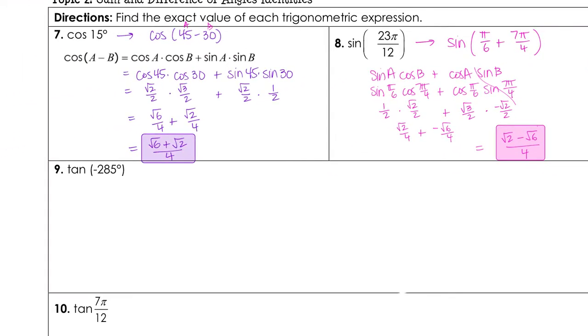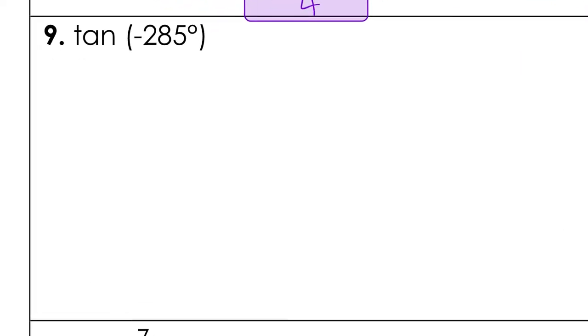Okay, our next one, tangent. Tangent does take a little bit more work. That's why they gave us more space for this one. But this time we have negative 285. Anytime you have a negative angle, that's another hint that you're going to have to use subtraction.